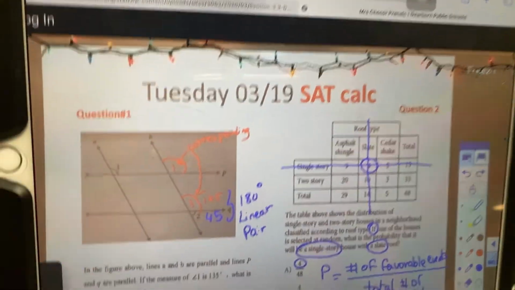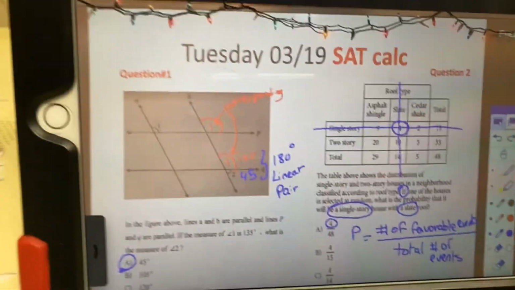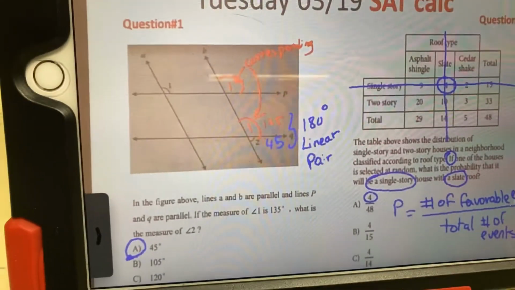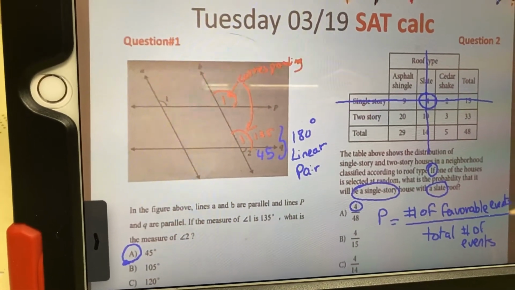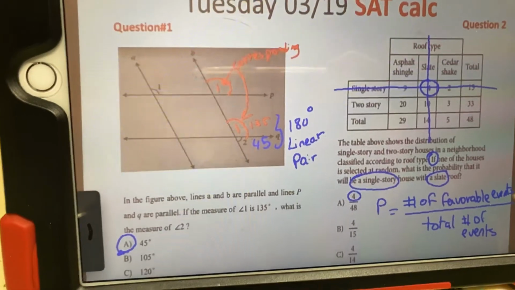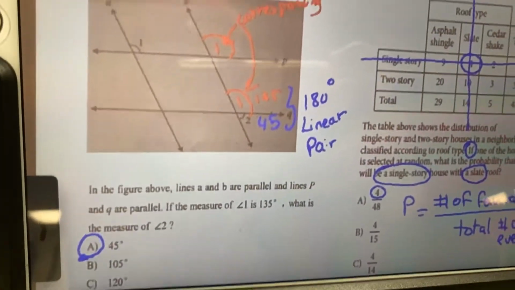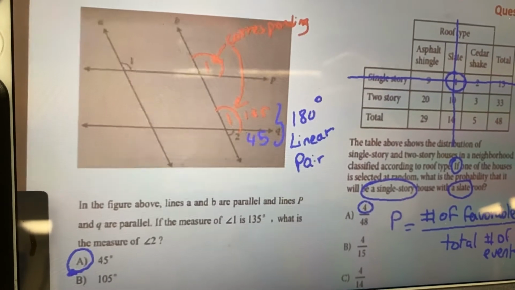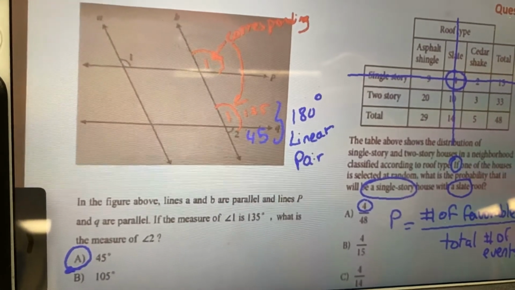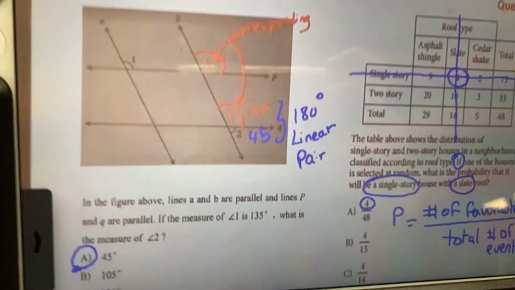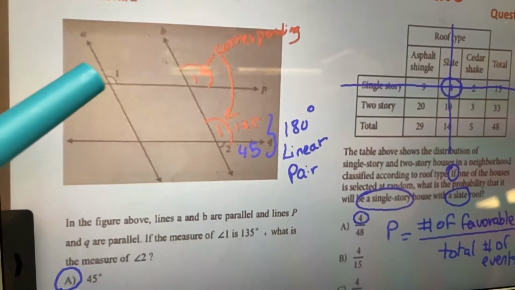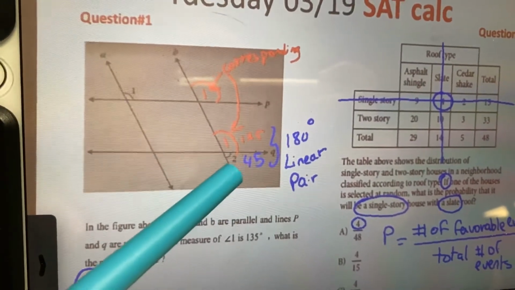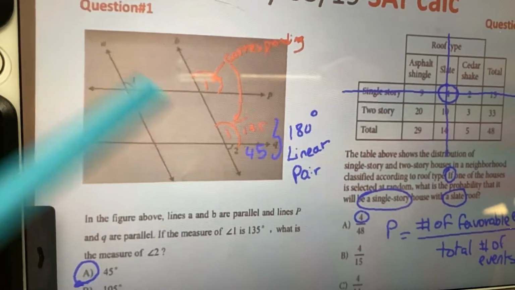And this was the first SAT question. There's two more. If you see, one is geometry related. Both are calculator allowed. So you can see in the figure above, lines A and B are parallel and P and Q are parallel. If angle 1 measures 135, what's the measure of angle 2? We can see on the figure this is angle 1 and this is angle 2. They're kind of far from each other.